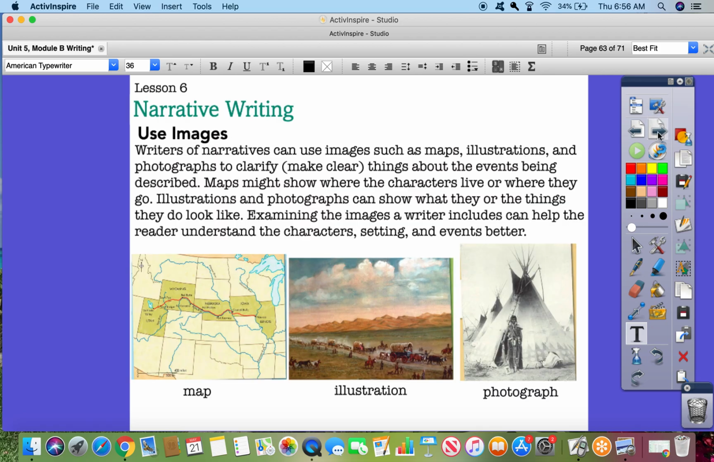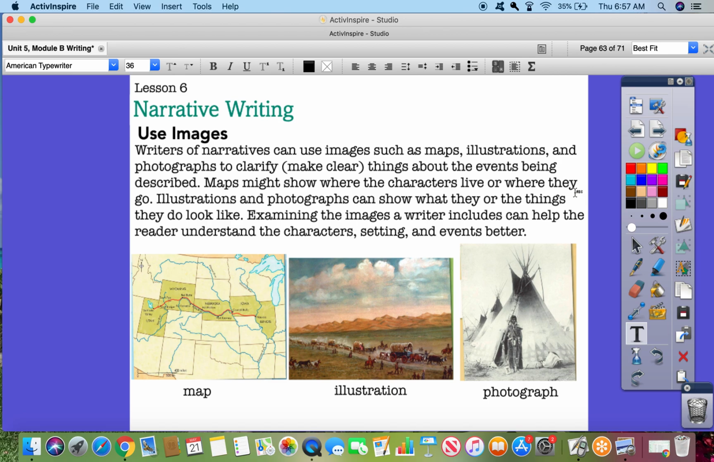Narrative writing. Use images. Writers of narratives can use images such as maps. Here's a picture of a map. Illustrations. This is an illustration. Remember that an illustration means that it was drawn by hand. And photographs. Here is a photograph. It's a picture that's taken with a camera to clarify or make clear things about the events being described.